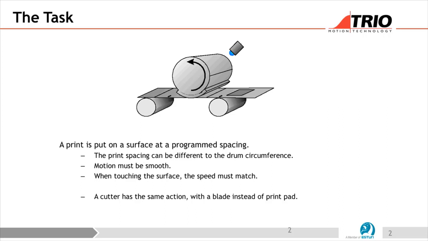It says at the bottom there, cutter has the same action, so if you had a blade there instead of a print head, it would be the same thing. And there are a lot of flying cutters like that, which just have a blade, or even sometimes two blades, one at the top and one at the bottom, to do cutting. So it's the same principle.